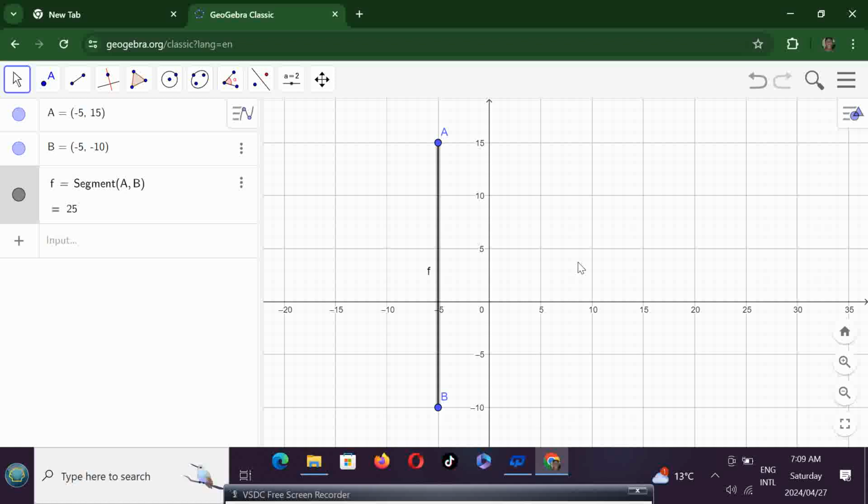Because if you know our line is perpendicular to the x-axis, our equation is going to be x is equal to some constant. If our line is perpendicular to the y-axis, our equation is going to be y is equal to some constant. Do you understand?